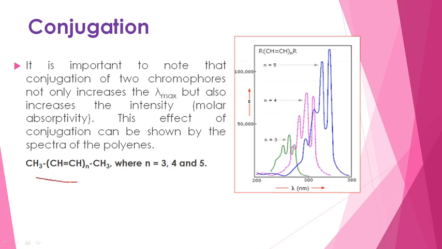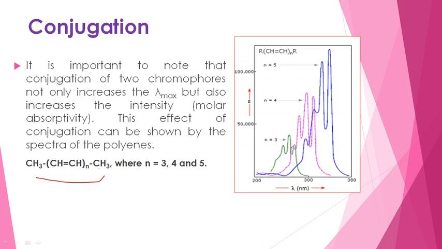See here, I have taken one unsaturated system, that is CH3 (CH=CH) n times CH3. If you substitute at the place of n 3 or 4 or 5, then you will get a spectrum like this. For the substitution of 3, that means CH=CH three times, the absorption spectrum is given in green color. See here, the green color spectrum indicates the substitution of 3 at this place.